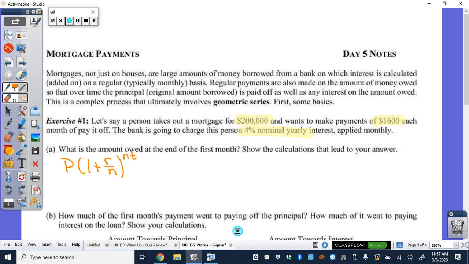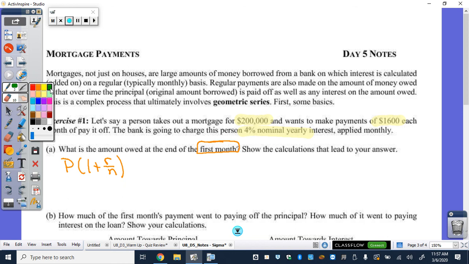So this would figure out how much money is owed over the entire life of your mortgage, and that's how they phrase it. It's the life of your mortgage. But since they want us to just look at 1 month of this 30-year mortgage, we don't need the exponent. We don't need to know the entire life of it. We're just looking at 1 month of it.